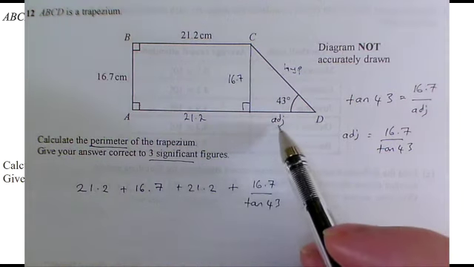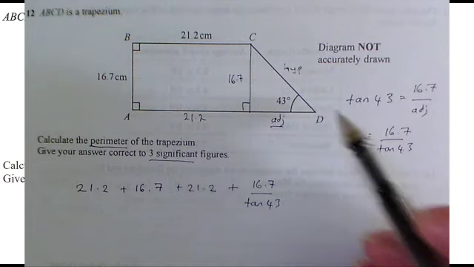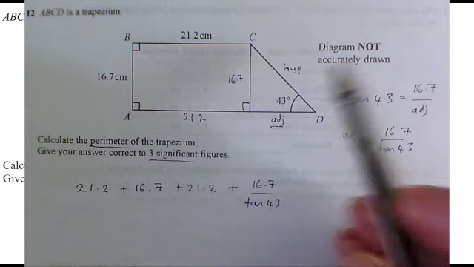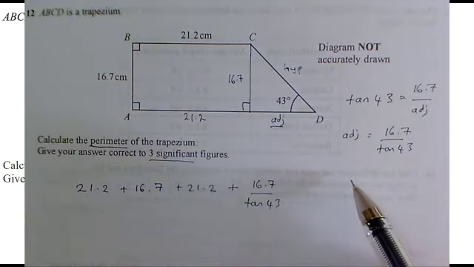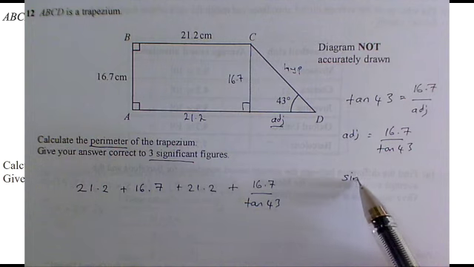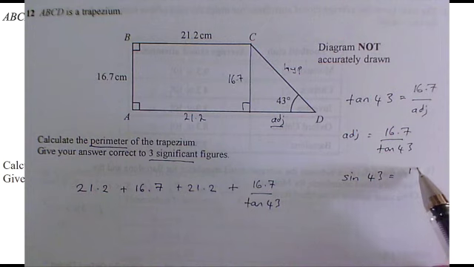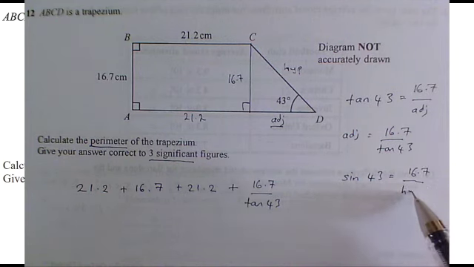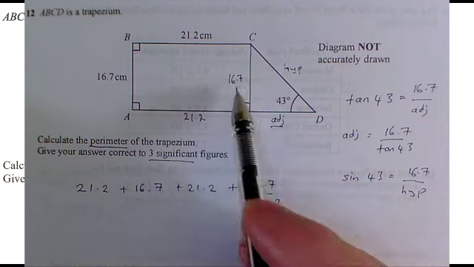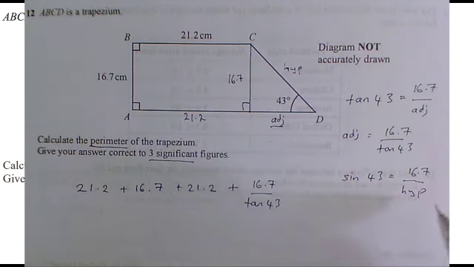Now I need one more side, and that's the hypotenuse. And the hypotenuse is obviously the H side, and I've got the 16.7, which is the opposite side. So sine is equal to opposite over hypotenuse. So sine is equal to 16.7 over the hypotenuse. And I can do exactly the same as I did last time. The hypotenuse is going to be equal to 16.7 divided by sine 43.